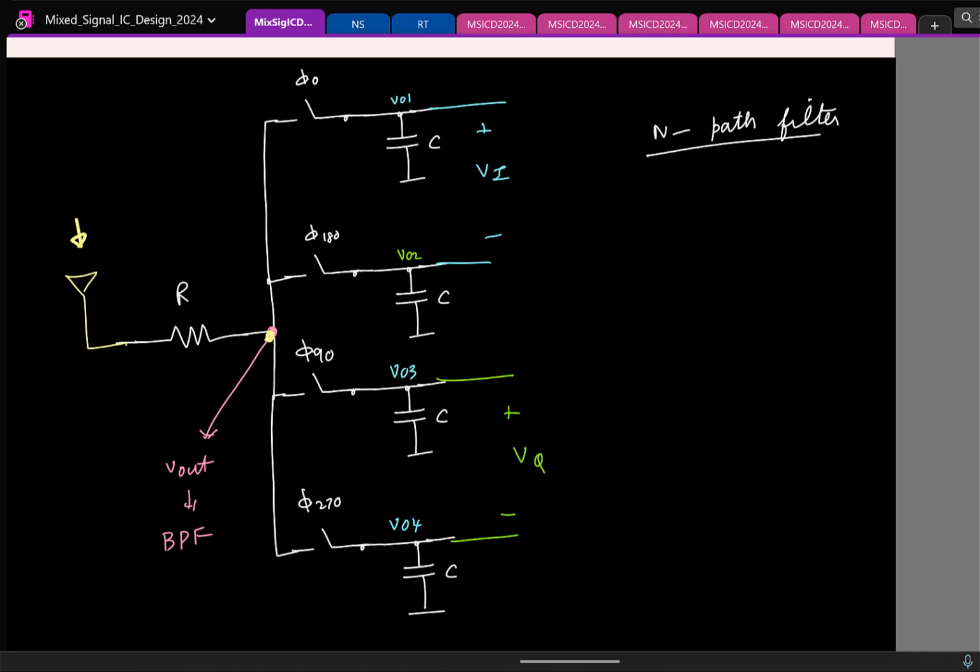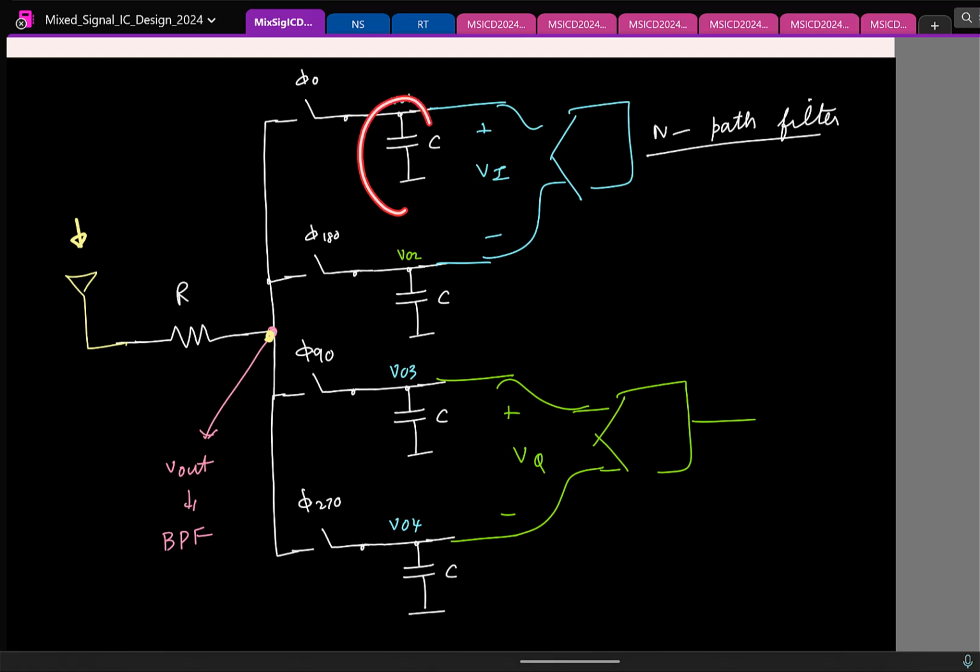So all I have to do now is take this guy, give it to an ADC. Take this guy, give it to an ADC. And if you want, you can also reuse this as a sampling capacitor for the ADC. And then a reasonably functioning radio receiver can be built. Okay.